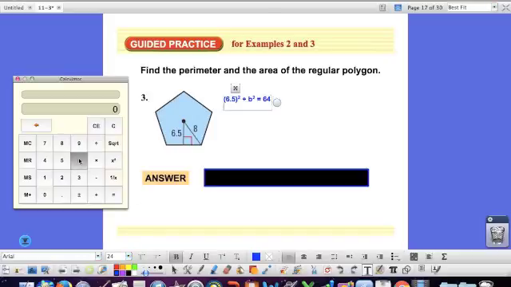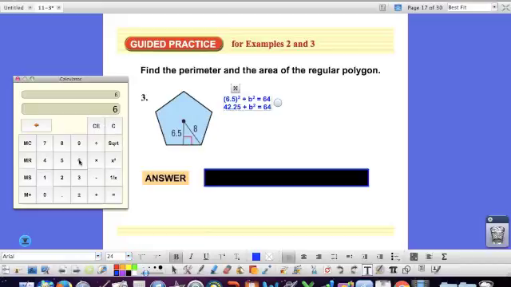So over here on my calculator, 6.5 squared is 42.25. Oops, I just lost what I wanted. Let's clear this. 6.5 squared is 42.25 plus b squared equals 64.